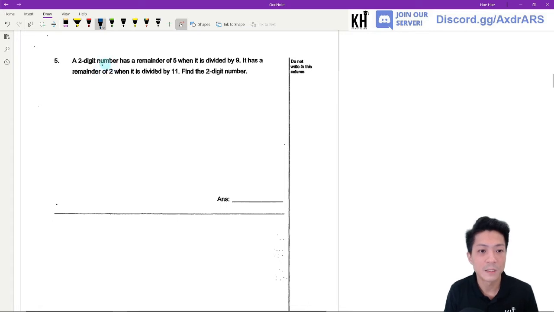Question 5. A 2-digit number has a remainder of 5 when it is divided by 9. It has a remainder of 2 when it is divided by 11. Find the 2-digit number.